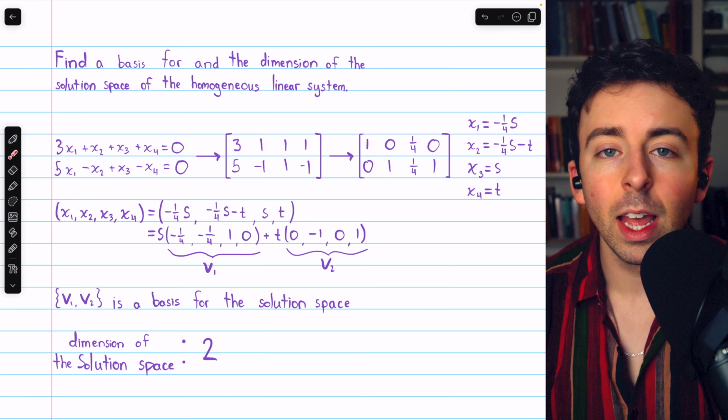Finally, what's the dimension of the solution space? Well, by definition, it's the number of vectors in a basis for the solution space. Hence, the dimension of the solution space is 2, because this basis we found has two vectors, and any basis for the solution space necessarily would have two vectors. So that's how to find a basis for and the dimension of the solution space for a homogeneous linear system.